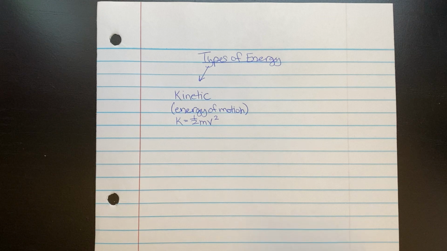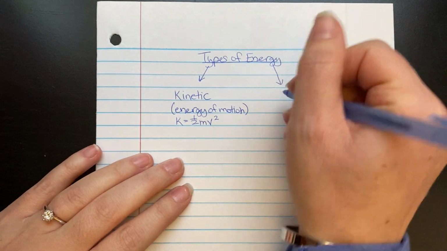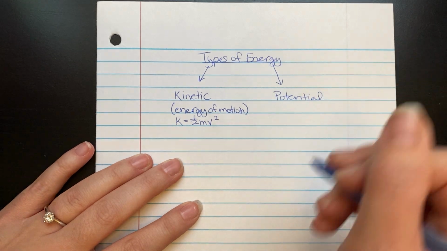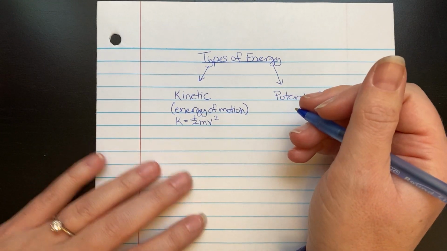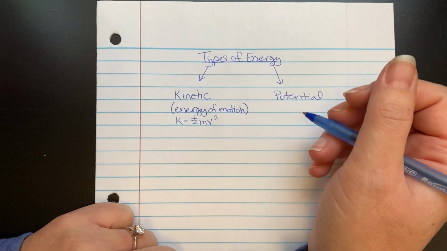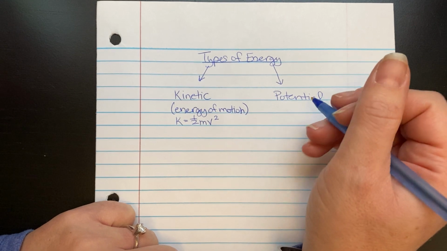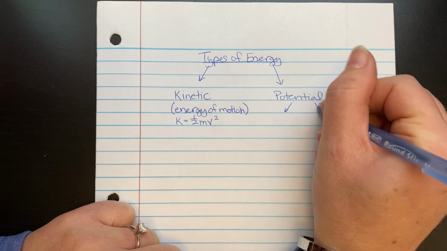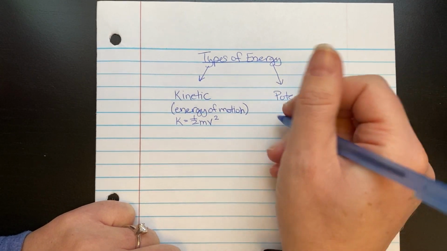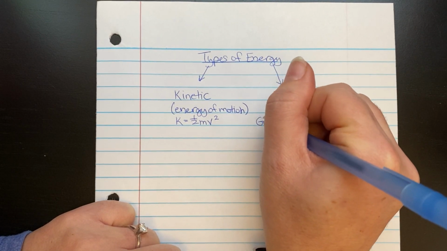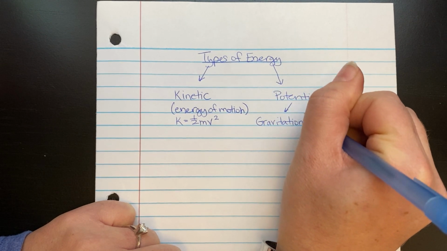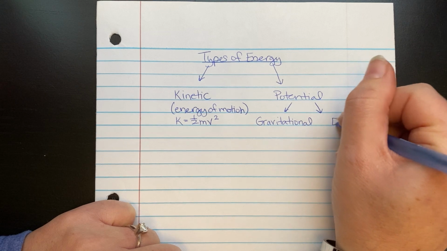But also, the other type of energy that we haven't really talked about yet this year is potential energy. We say that this is stored energy, or the energy of position. There are really two different types of potential energy, if you remember from last year. The first one is called gravitational, and the second type is called elastic.